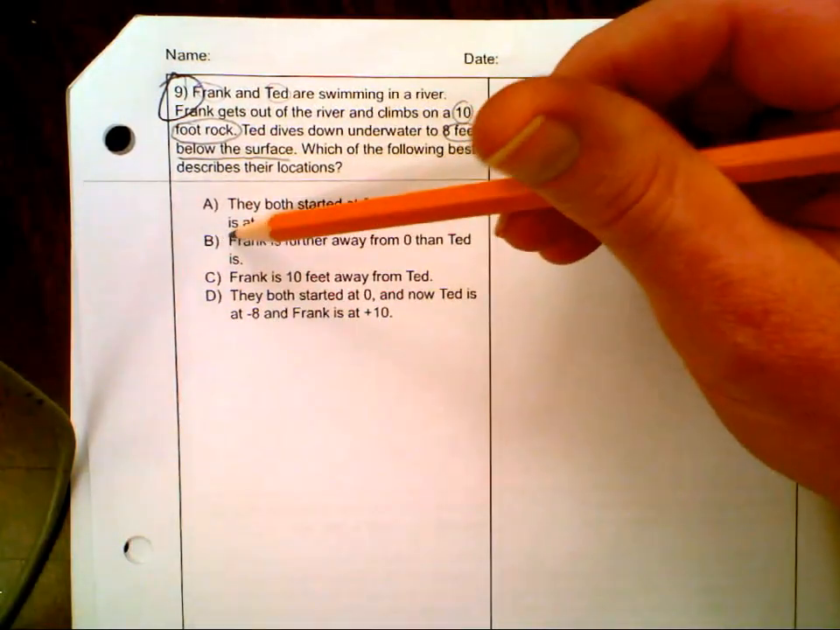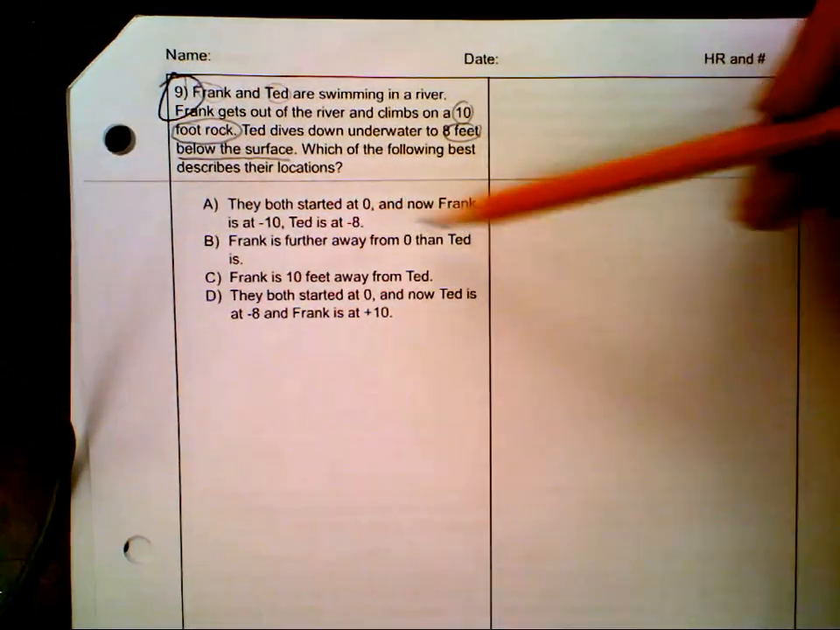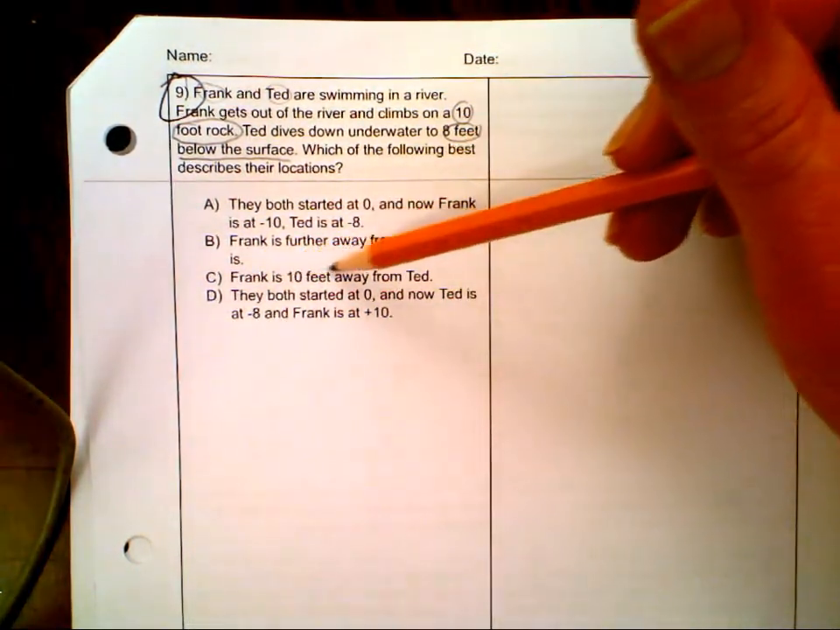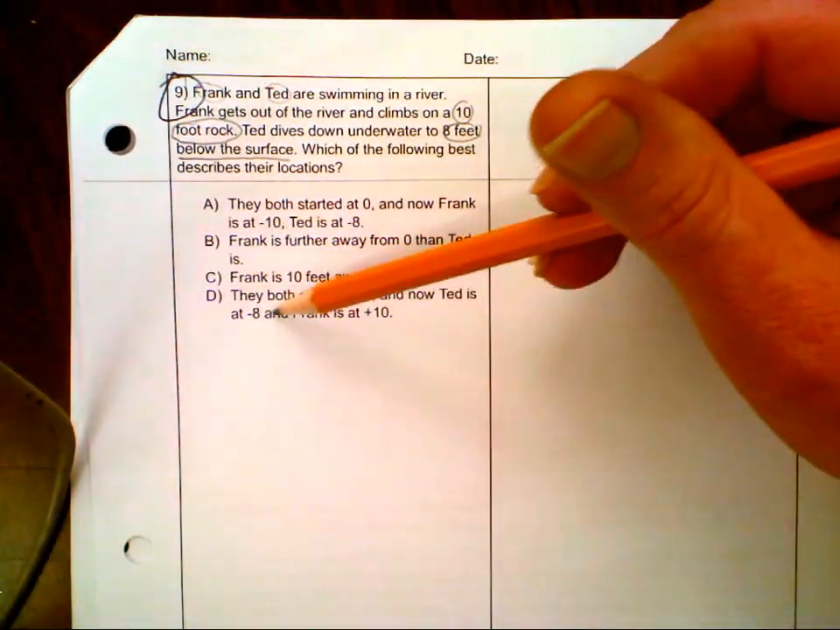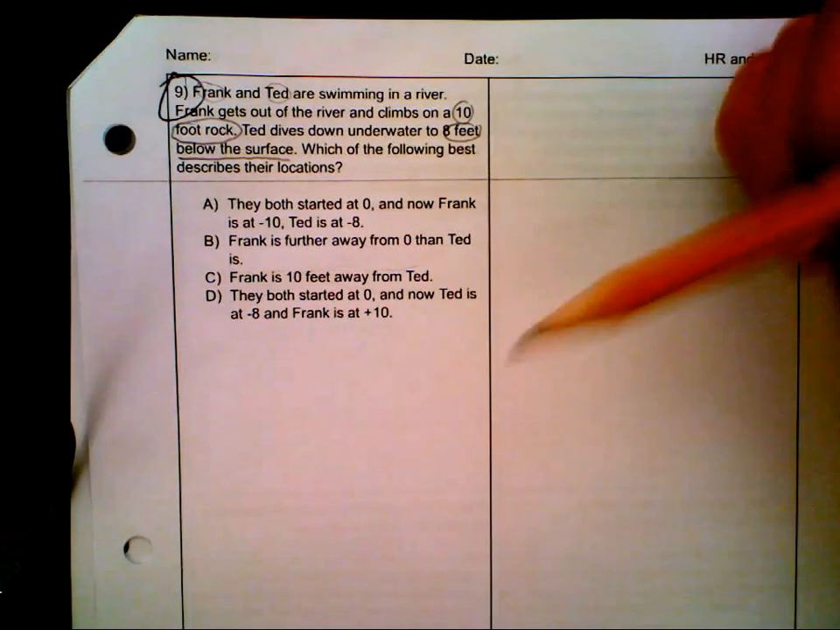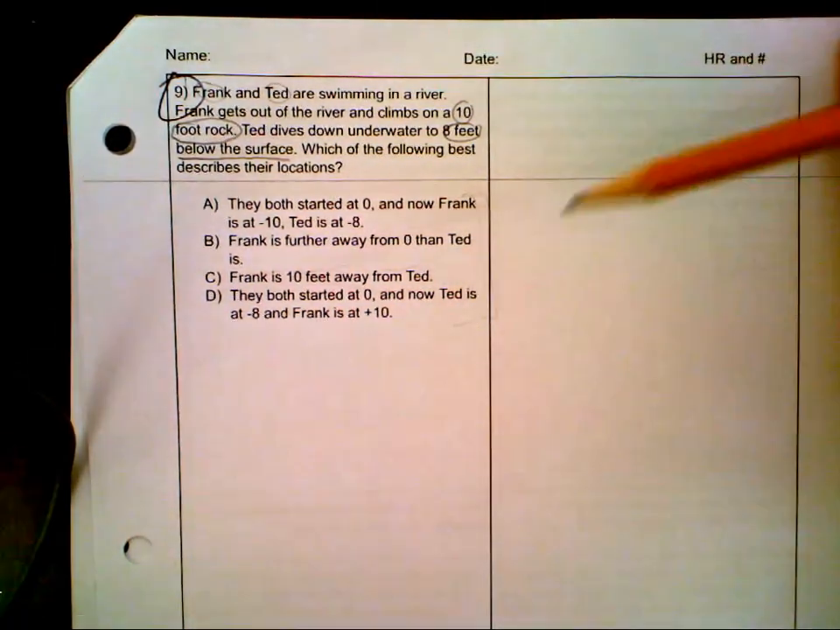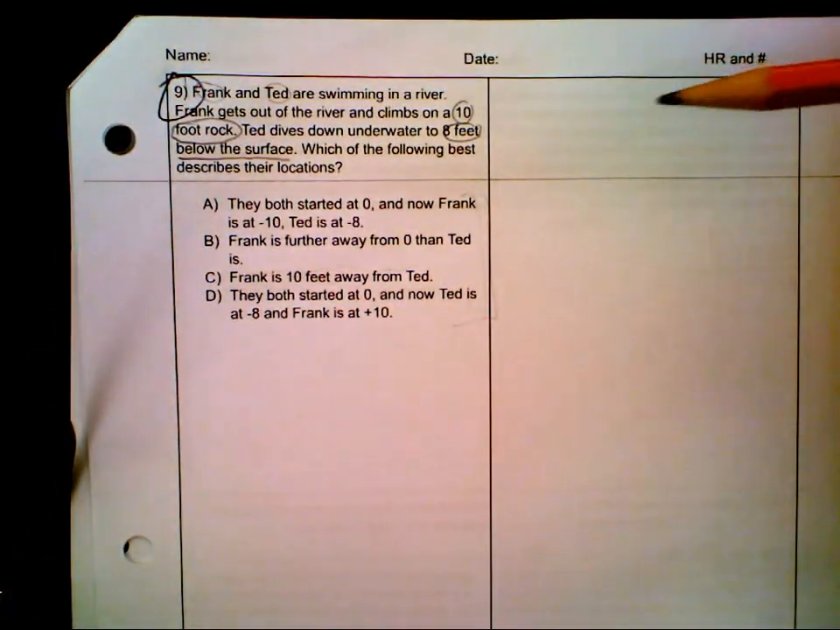B, Frank is further away from 0 than Ted is. C, Frank is 10 feet away from Ted. D, they both started at 0, and now Ted is at negative 8, and Frank is at positive 10. To help me understand which of these choices is accurate, I'm going to draw my own image.